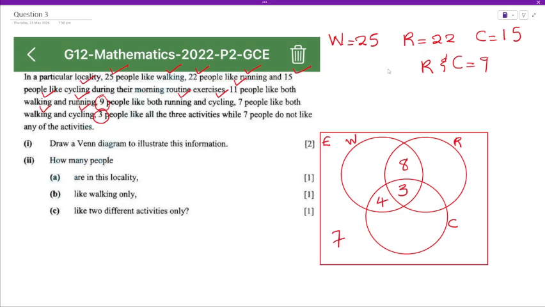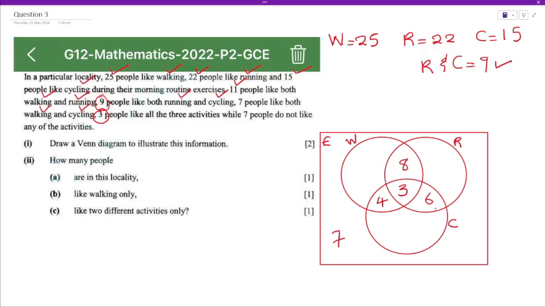Go to running and cycling. Running and cycling, it is this region here. We already have a 3. The total should be a 9. So we say 9 minus 3, giving us a 6. We are now done with these regions.